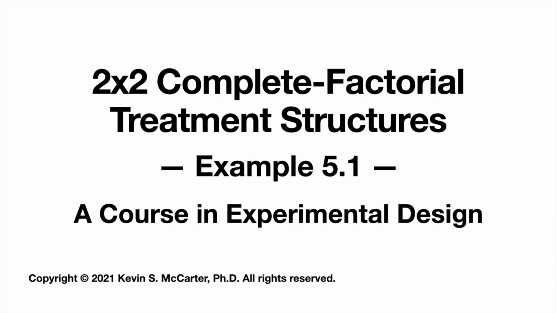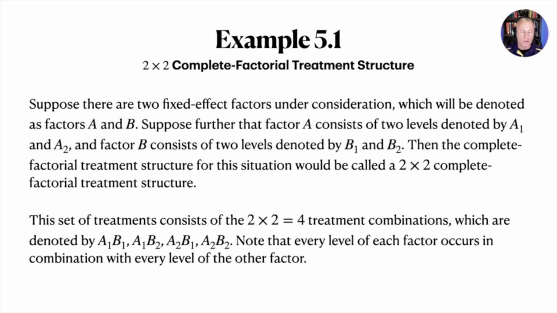In this lecture video, we're going to be looking at example 5.1, which involves a 2x2 complete factorial treatment structure. So let's look at a description and a brief overview of the context. Suppose there are two fixed effects factors under consideration, which will be denoted as factors A and B.